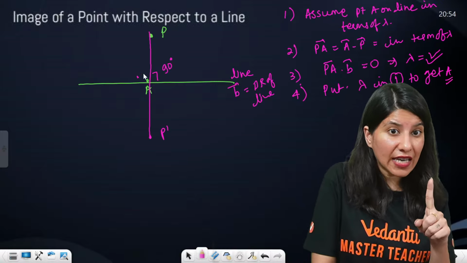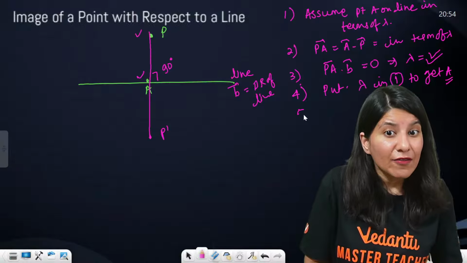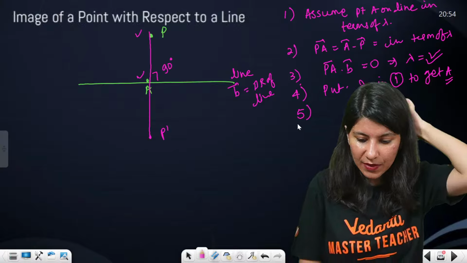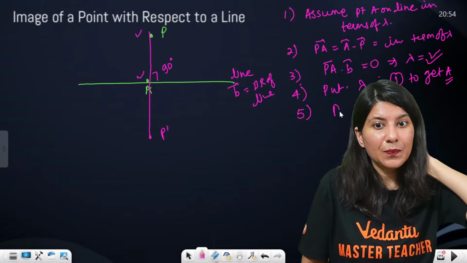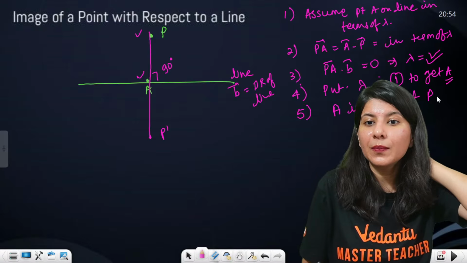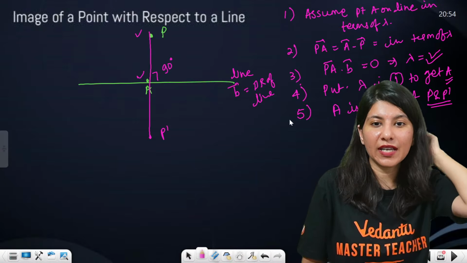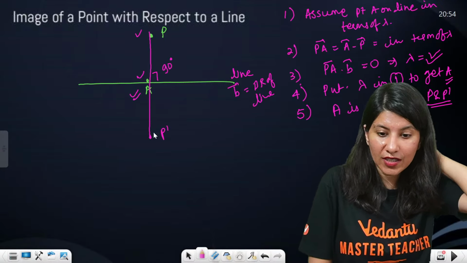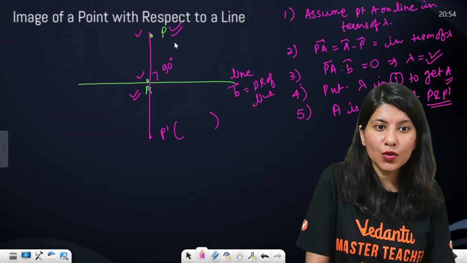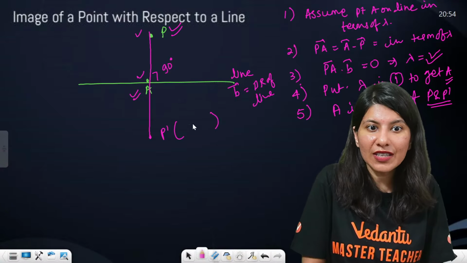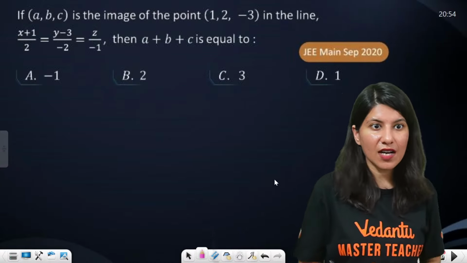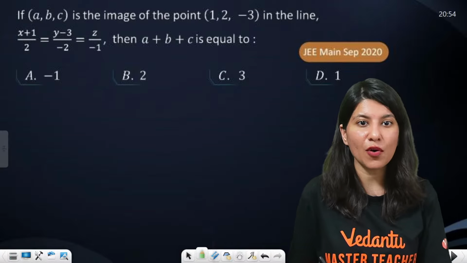Now you are having A, now you are having P. One more step is added if you have to calculate image of a point, and that step is that A is midpoint of P and P dash. So once you get the foot of perpendicular, A is the midpoint, P is known to you. So if midpoint is given, 1 point is given, can you not calculate this point? Absolutely.